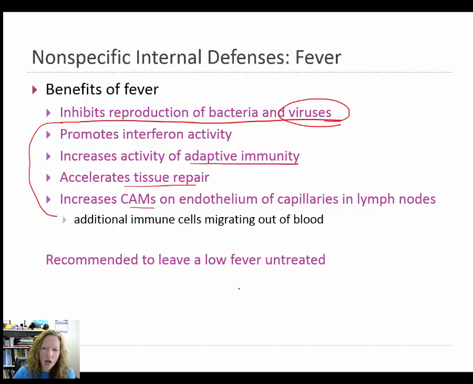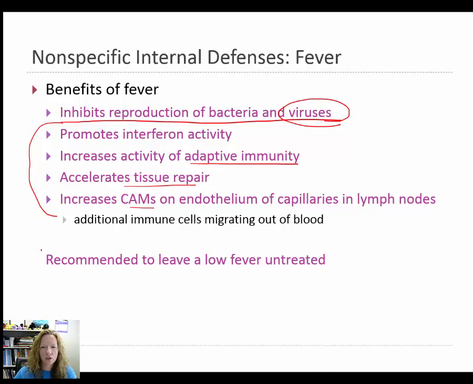So a lot of doctors will tell you not to treat a low-grade fever. Let the benefits of this low-grade fever take place. Let it go through this process. There's a reason why there's a fever going on in your body, so let the body do its job.